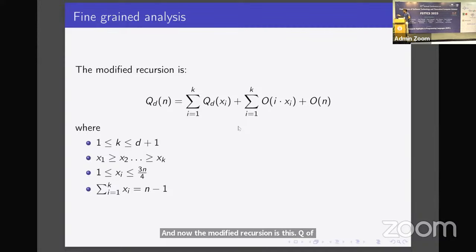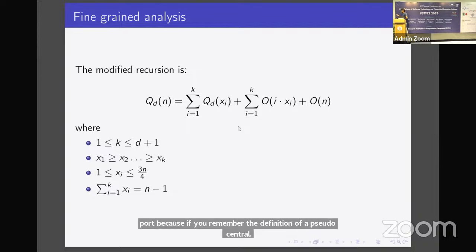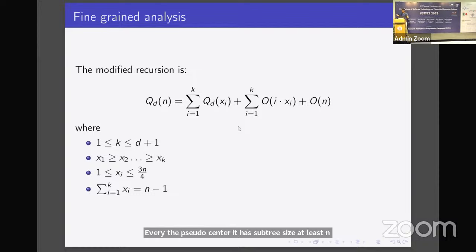And all of the xi are at most 3n by 4, because if you remember the definition of a pseudo-centroid, this pseudo-centroid has subtree size at least n by 4. So the remaining problem, the upward subproblem, would have size at most 3n by 4, and all the children have size at most n by 2. So all these sizes are at most 3n by 4. Still, the recursion tree has depth log n. But now we need to find the contribution of this summation i xi term in a smarter way than what we did before.